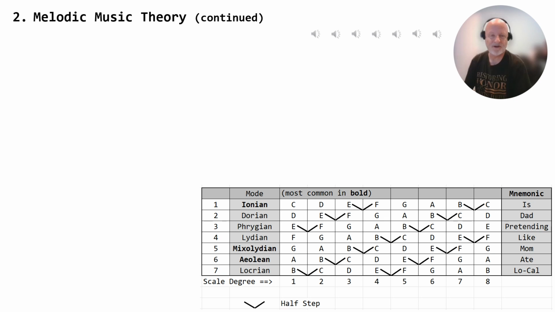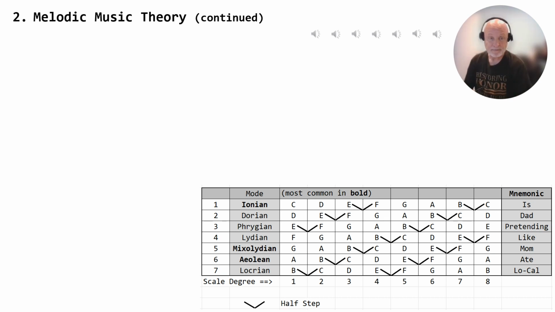See, none of them have any sharps or flats, so all those modes are related to C Ionian, and therefore they start on different notes. The first one starts on C, the second one starts on D, the third one starts on E, and they just progress up the scale, right?